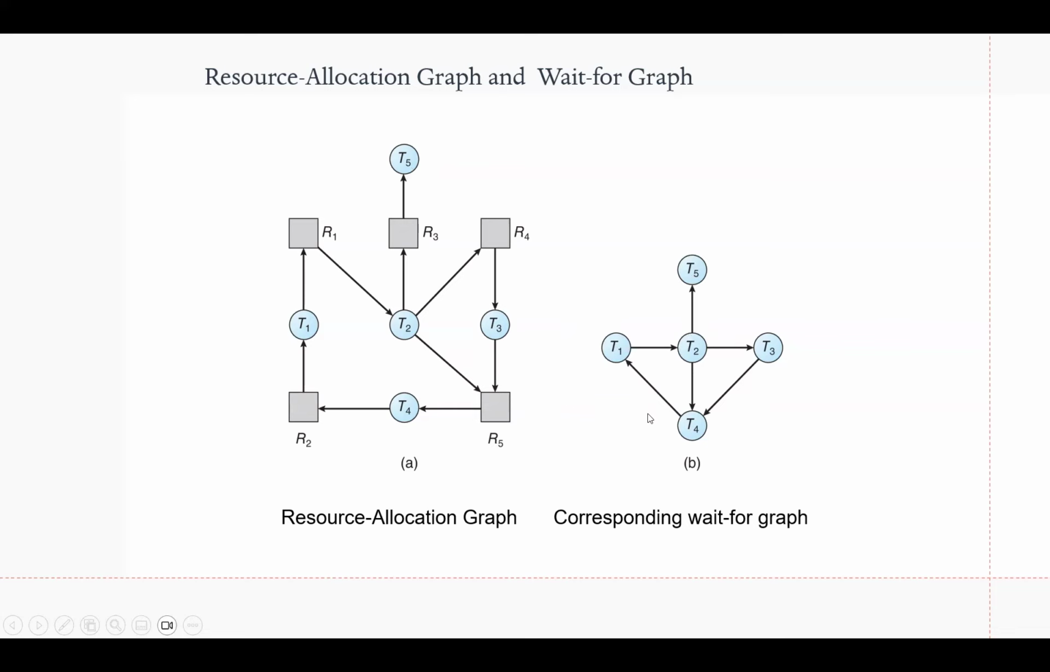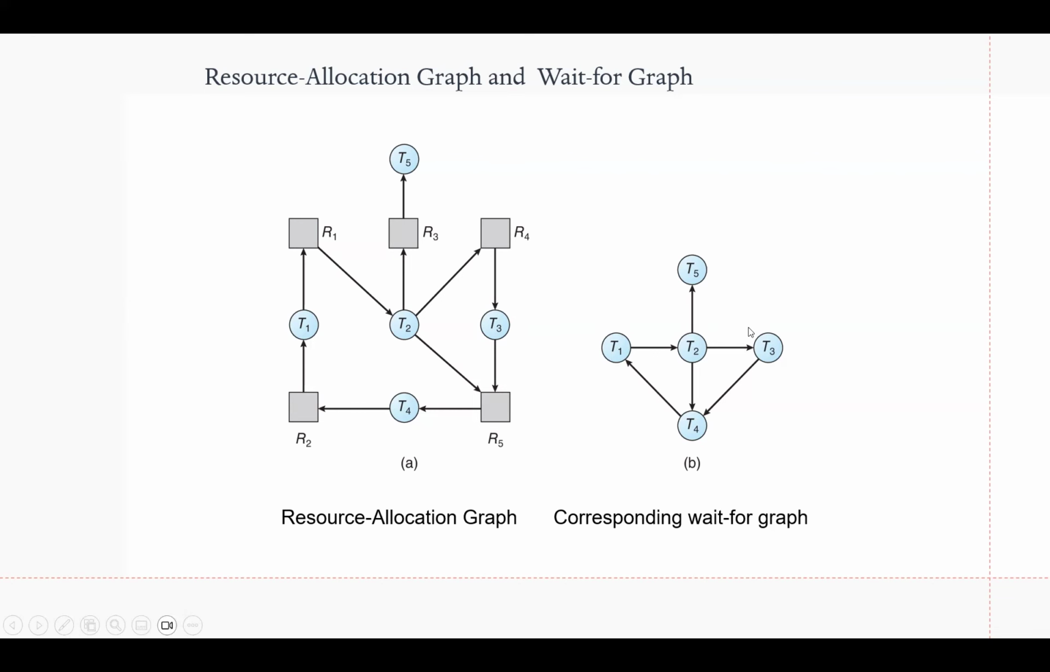So when there is a single instance of each resource type, we construct the wait-for graph from the given resource allocation graph. In this graph, we need to check whether a cycle exists. If a cycle exists, then there is a deadlock. If the cycle doesn't exist, then there is no deadlock. So when there is a single instance of each resource type, we use this particular method.